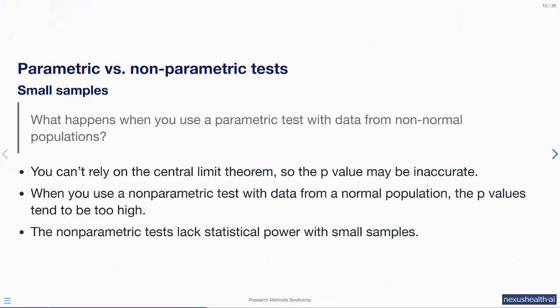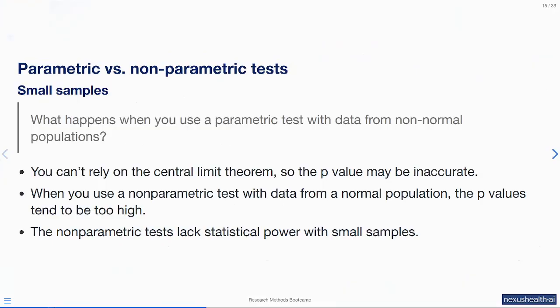So in other words, non-parametric tests are only slightly less powerful than parametric tests with large samples. What if the sample were small? If the sample is small, then we can't use the parametric tests. We cannot rely on the central limit theorem. The p-values we get may be inaccurate.